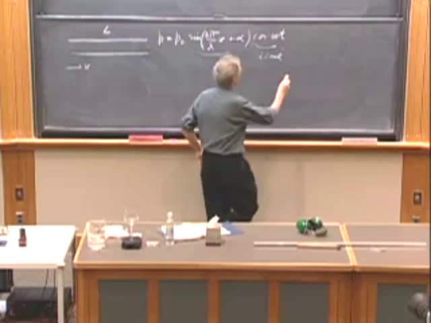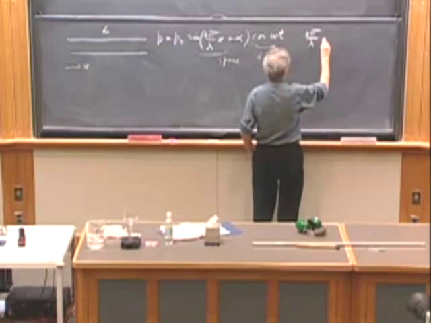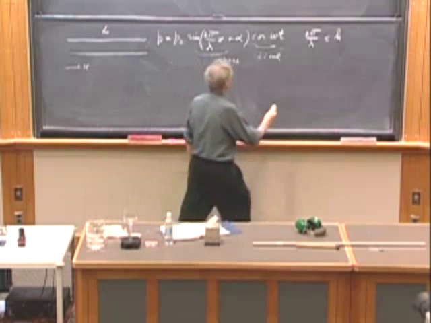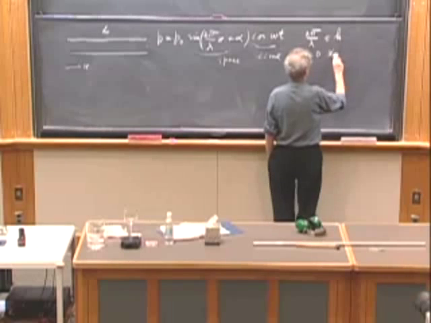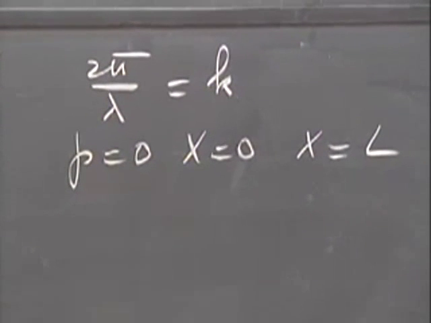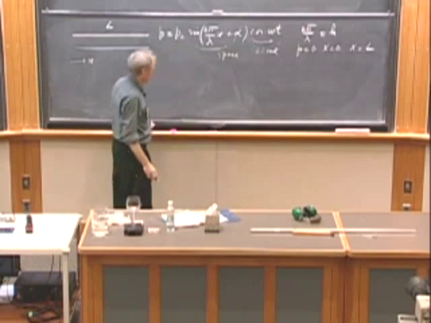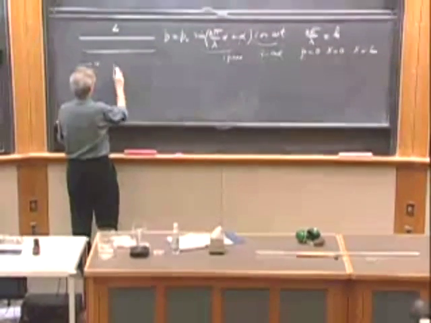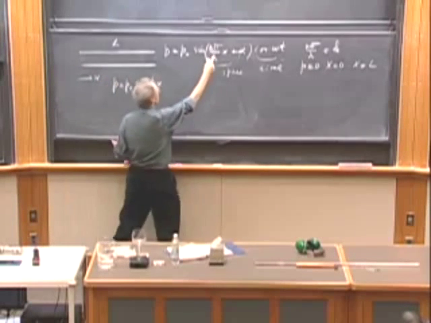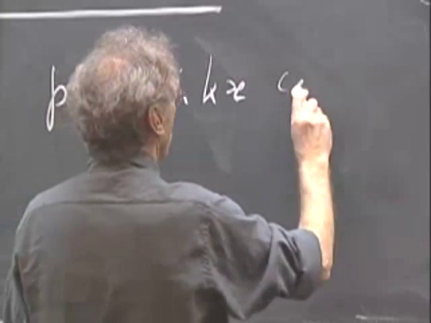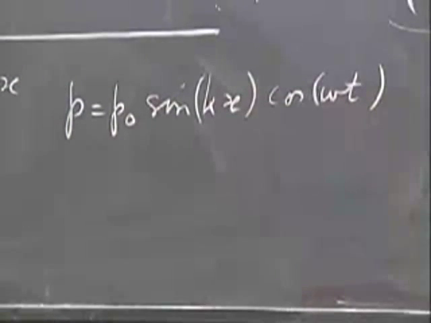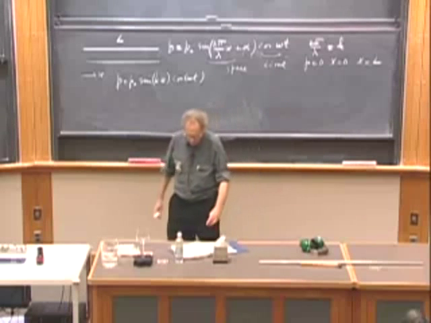I prefer always to write down for 2 pi over lambda k, and I must observe the situation that P must be 0 at x equals 0 and also at x equals L. If P is 0 at x equals 0, immediately you see that alpha is 0. So I'm going to rewrite it now. I'm going to write down P is P0 times the sine of kx. So I'm going to replace this by k. I know that alpha is 0, times the cosine of omega t. And now I must meet the boundary condition that when x equals L, P is again 0.